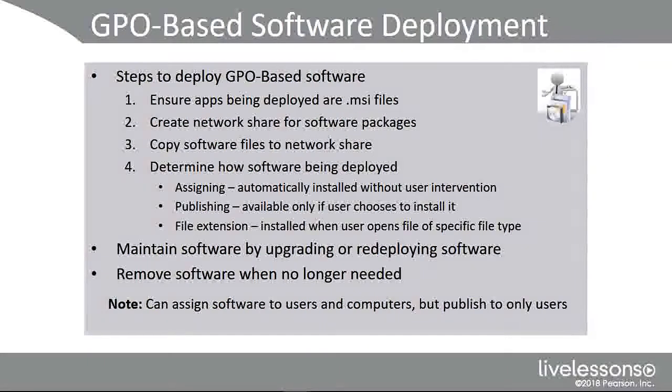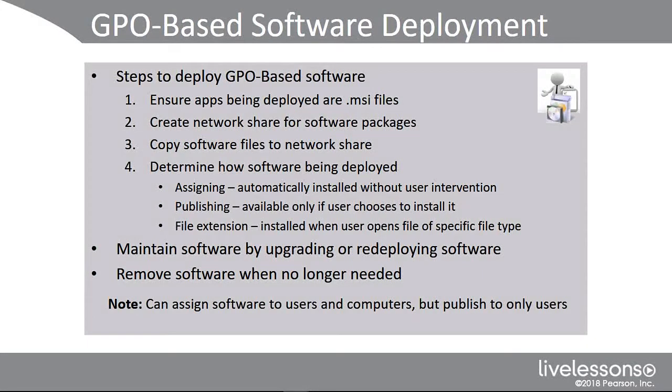So a few things to think about as you're considering the use of software deployment via GPOs. And if you decide you're ready to rock and roll with this, we have a 4-step process here. We're going to first make sure all the apps are MSI files, as I just mentioned. We're going to store those files in a network share for easy access, which means we need to create that network share for the software packages and then copy the software to that network share. And then we're going to determine how we want to deploy this.